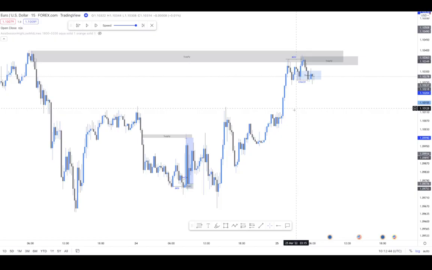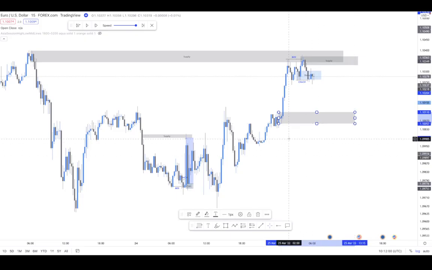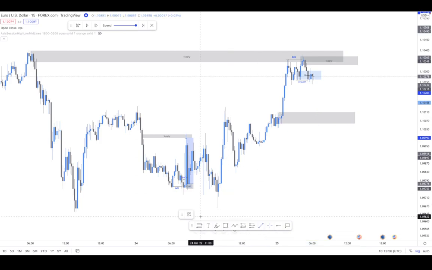Now where would we be targeting with this entry? For me, I will target this recent demand zone. Why is this the recent demand zone? Okay, because this was the last sell to buy, and it was also the zone that broke this last high, okay? If I mark that out as well.